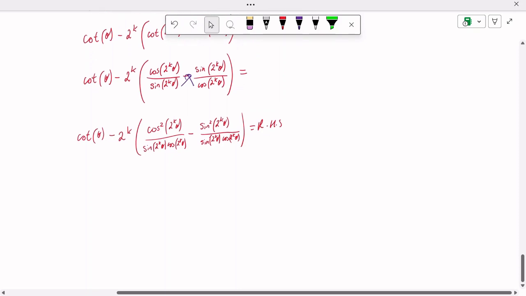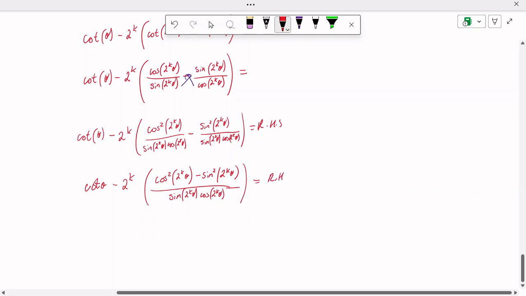Can I combine the two things here now? Yes, I can. Cot theta take 2 to the k. Now cos squared take sine squared is actually part of one of my double angle identities, and this sine of 2 times cos is another one of my identities as well.